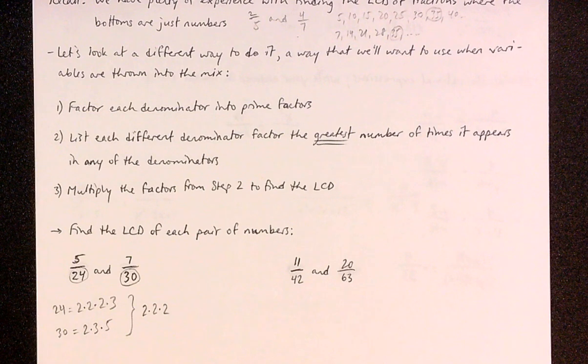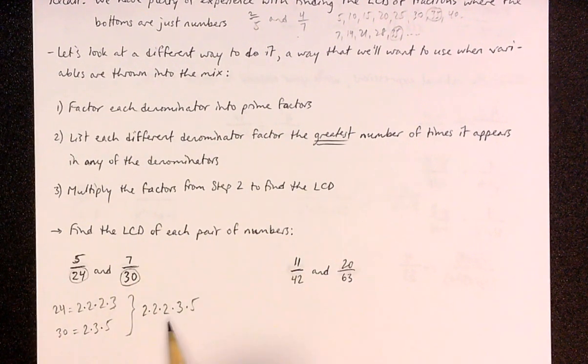Okay, let's go on to the 3's. I have 1 3 here. I have 1 3 here. The larger of 1 and 1 is 1. So I'm going to have another 3 here. And now the last new prime, 5. There's 1 5 here. There's 0 5's here. The larger of 0 and 1 is 1. So I'm going to have 1 5 there.